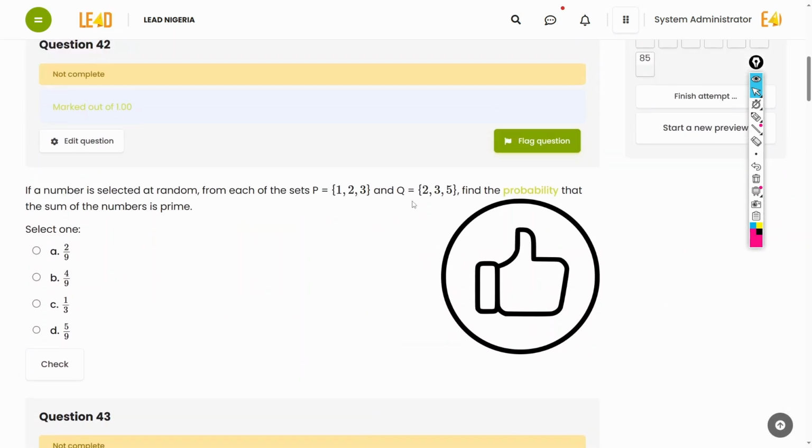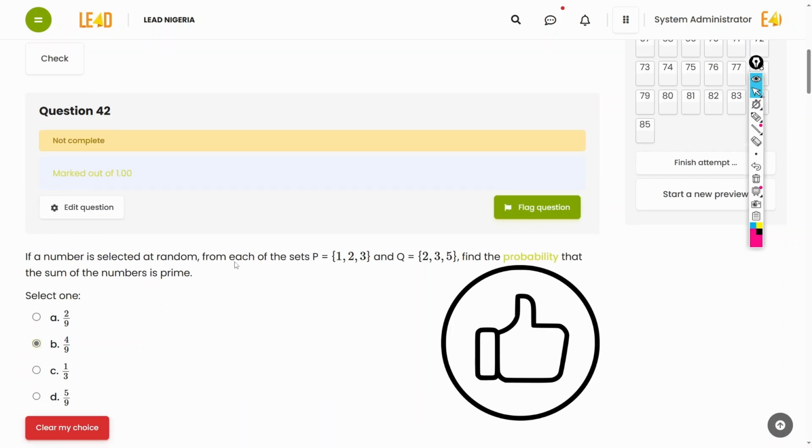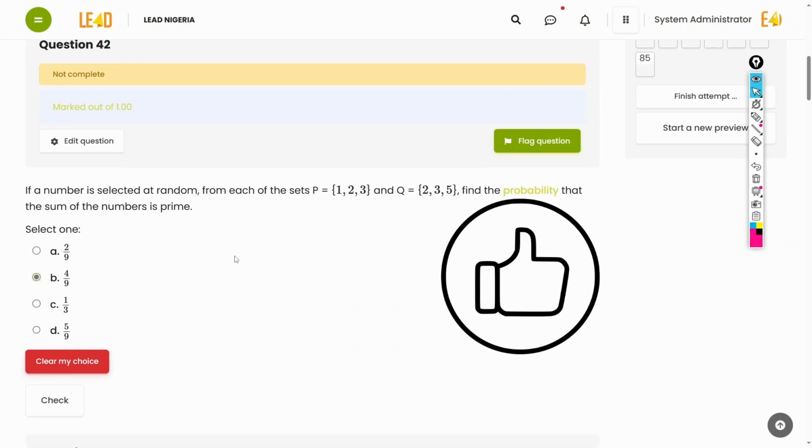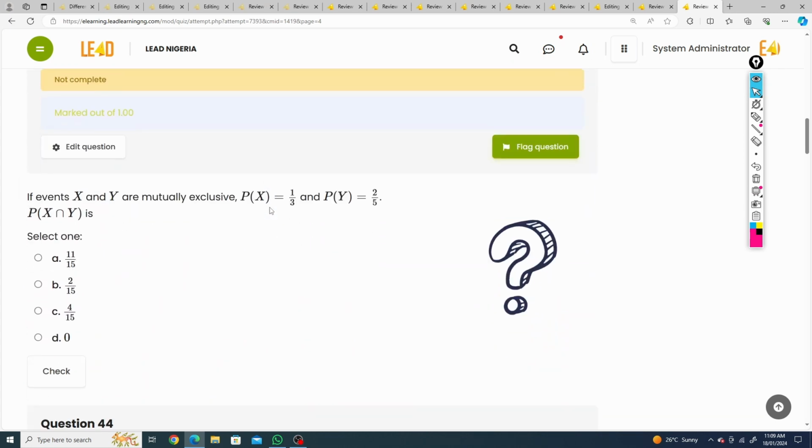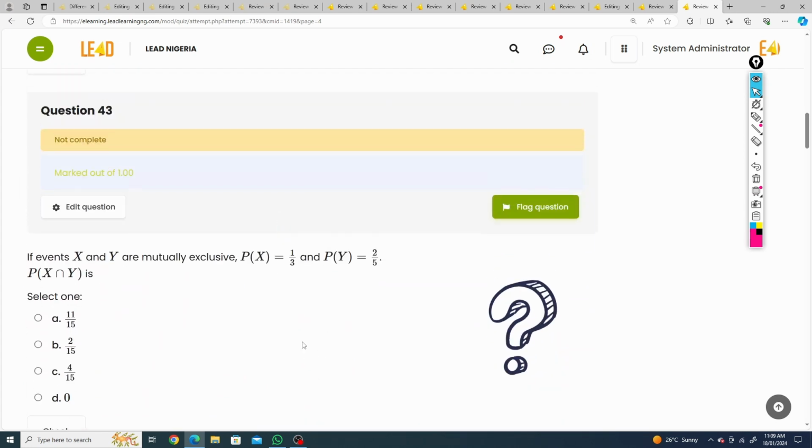Okay, find the probability that the sum of the numbers is prime. Okay, so we just did that. So yes, 4 over 9, yes. Okay. Okay, so question 43.